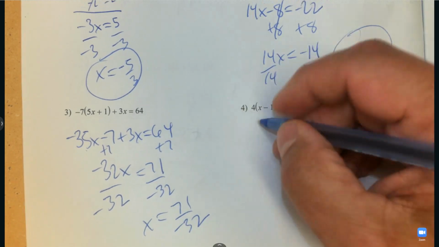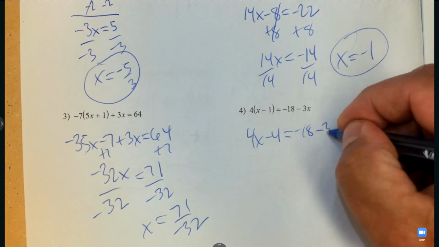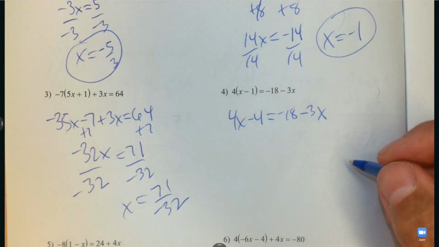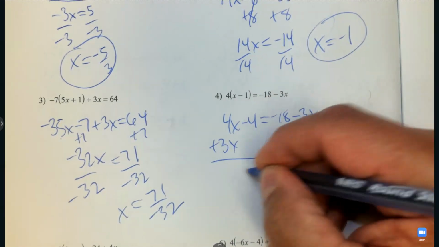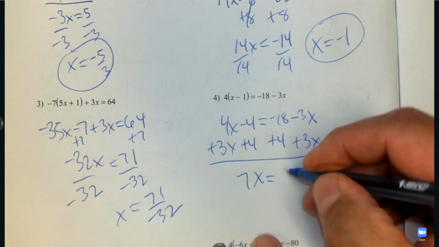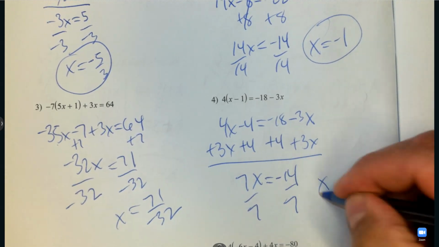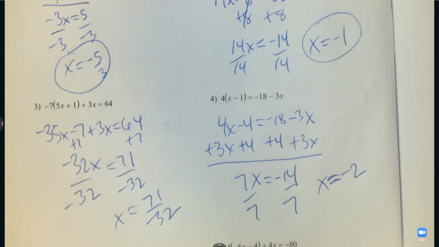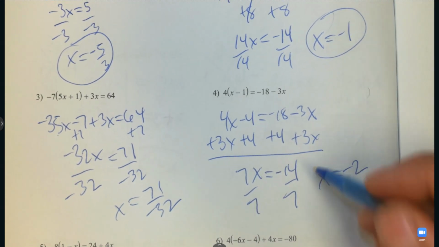All right, we're going to multiply 4x minus 4 and -18 and -3x. I'm going to add 3x. That gives me 7. I'm going to add 4. That gives me what? -14. And then divide by 7, and I get my answer. So -14 divided by 7, so the answer is -2.